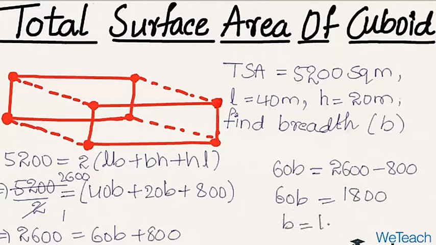So next shifting 60 to the other side, B is equal to 1800 divided by 60. 6 ones are 6, 6 threes are 18, so 30. So therefore the breadth value is 30. This is the way to find it: 30 meters.